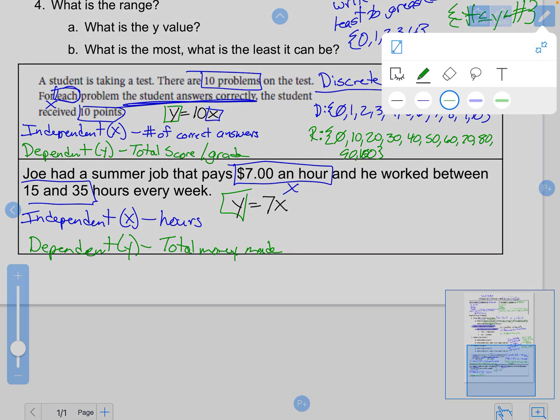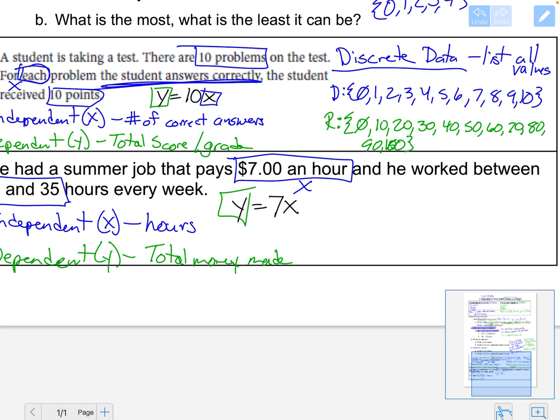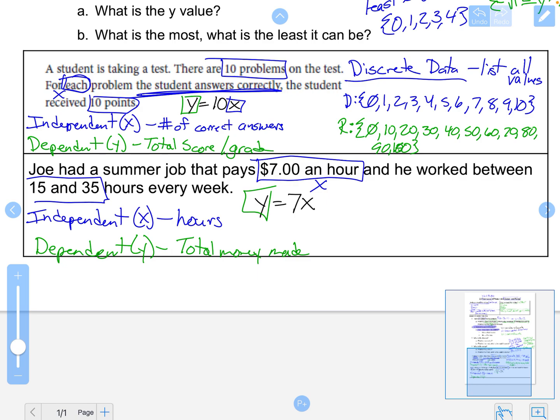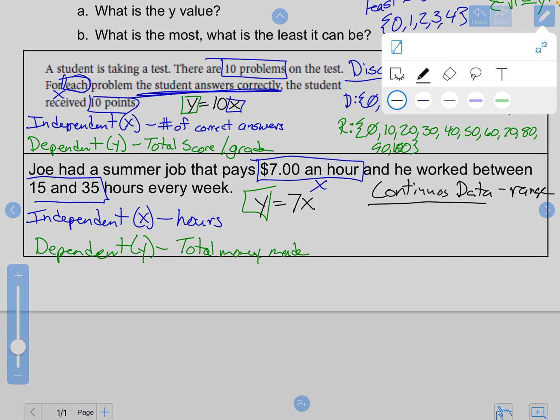So now we have to decide, is this discrete or is this continuous? So can Joe work 15 and a half hours? Can Joe work 23 and a half hours? And I know that answer is yes. So it is continuous data. And because it's continuous data, we need a range, or we need to use our interval notation.